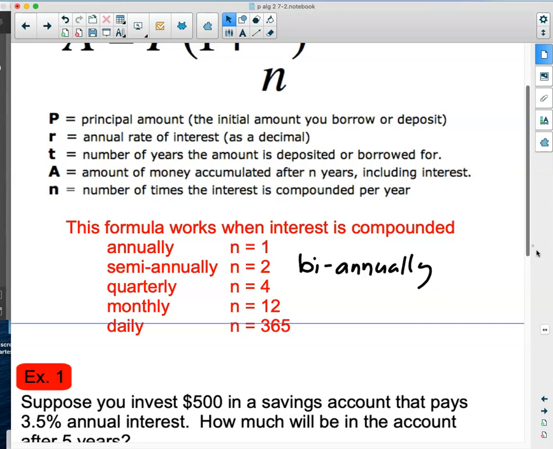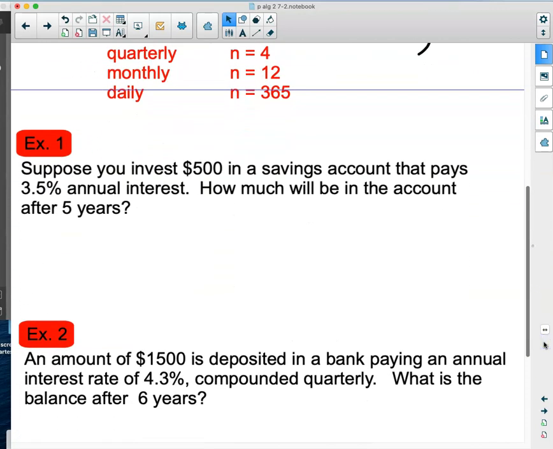We get a new formula, and we get what the little letters stand for, and already they're throwing a problem at us because they're formula problems. That's what they are. This one says, suppose you invest $500 in a savings account that pays 3.5% annual interest. How much will be in the account after 5 years?